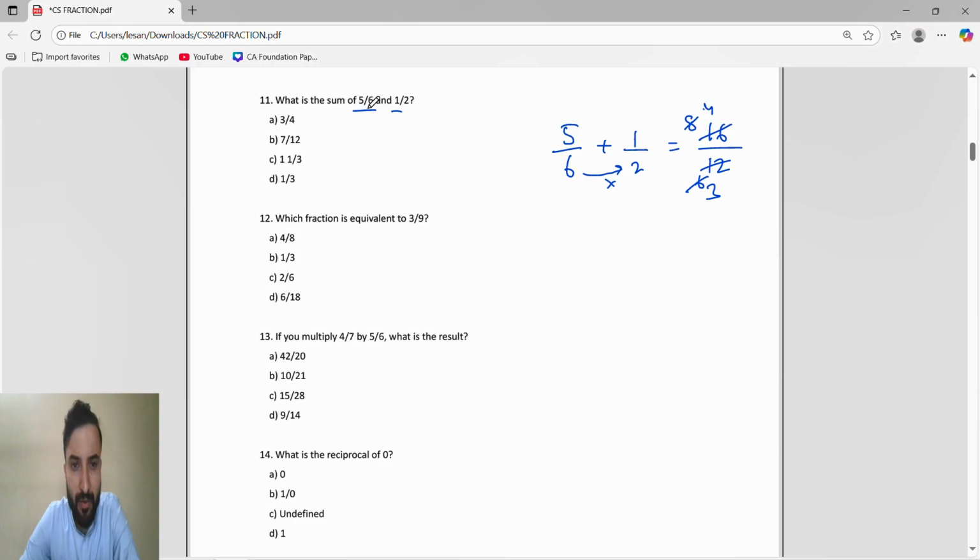What is the sum of 5 by 6 and 1 by 2? 5 by 6 plus 1 by 2. So 6 to the 12. Then 2 5 the 10. 6 1 the 6. 10 plus 6, 16 by 12. It will go by 4, means 4 for the 16, 3 for the 12. After that it will be 4 by 3. Okay, should not be 3 by 4. It should be 4 by 3. Yeah, 4 by 3 is the correct answer.